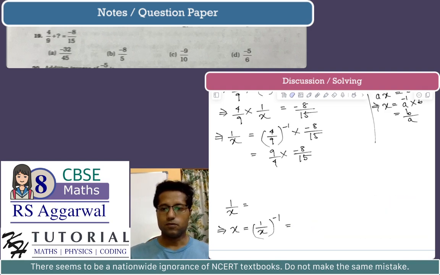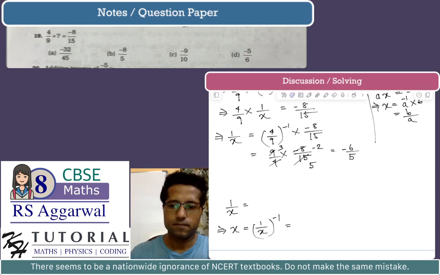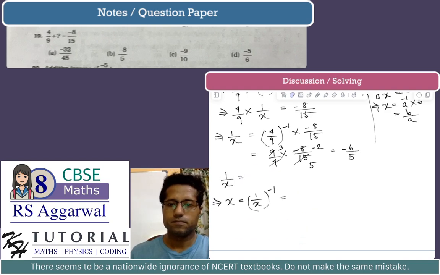Okay, so we have this. Now 4 divides minus 8 with minus 2, and we have 3 divides 15 with 5, and 3 divides 3 with 3. So this is equal to minus 6 by 5, minus 6 by 5. So this implies that 1 by x is equal to minus 6 by 5.